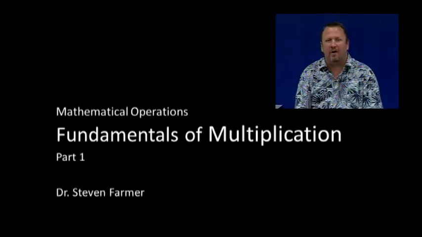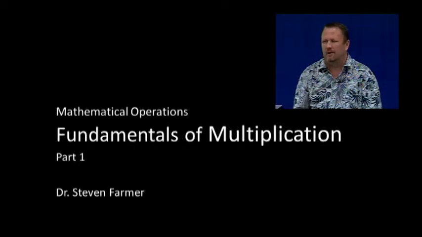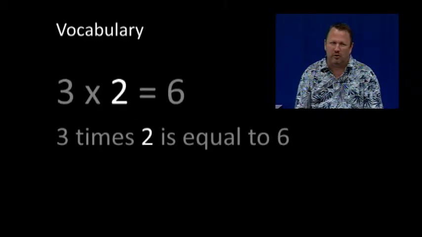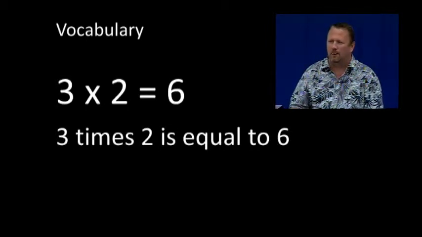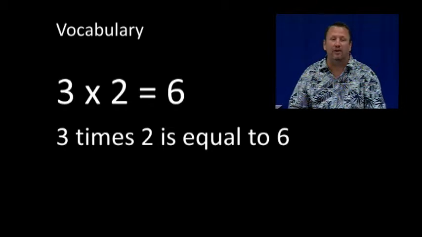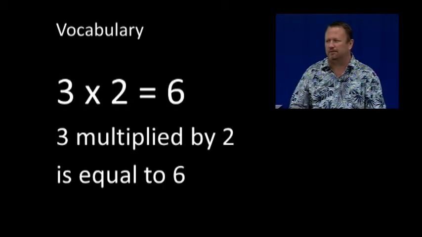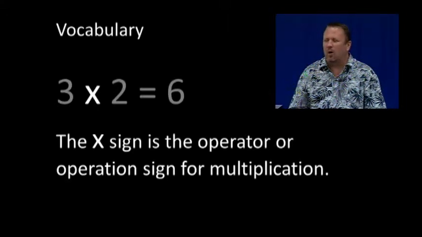So let's talk about the fundamentals of multiplication. Let's start with some vocabulary. 3 times 2 is equal to 6. That's the same thing as saying 3 multiplied by 2 is equal to 6. So the multiplication sign is the operator or operation sign for multiplication.